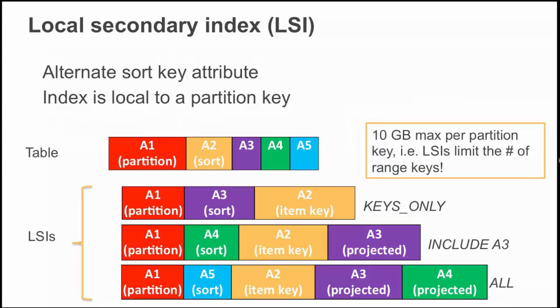An LSI is distributed along the same partition set. Again, it's co-located on the same storage partition. It uses a different sort key. Why would I do this? Because if I don't want to filter the result set from the table, since I'd have to read a lot of data and I only really need a little data, then I might sort or aggregate on a different dimension or a different attribute of the item.